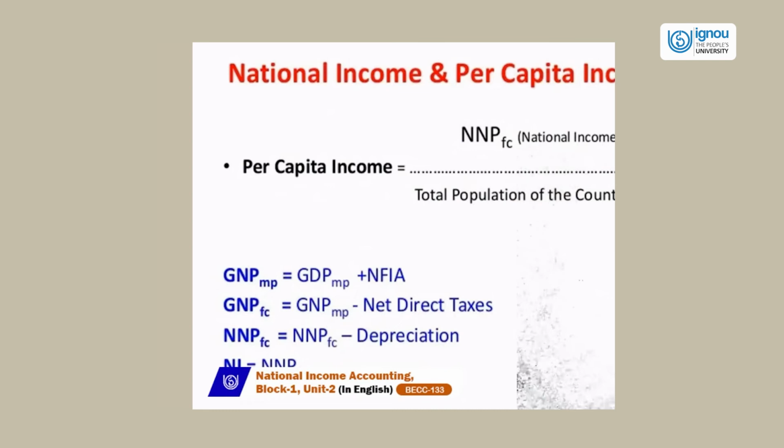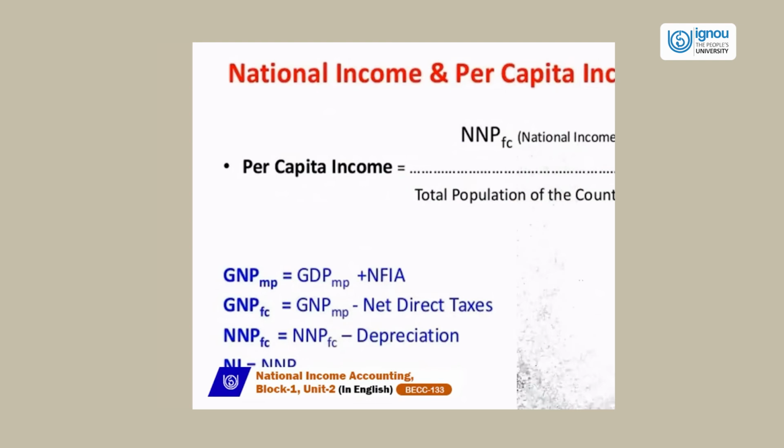Now next is national income and per capita income. How is national income estimated? We have studied this. There are three methods to calculate national income. Now per capita income is estimated by dividing national income by the total population of the country. National income is equal to NNP at FC.